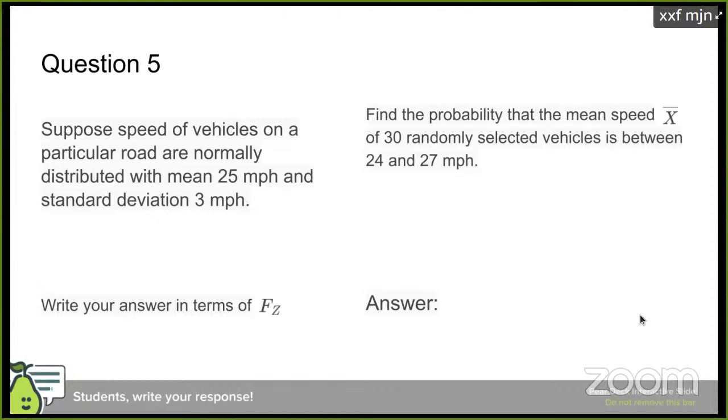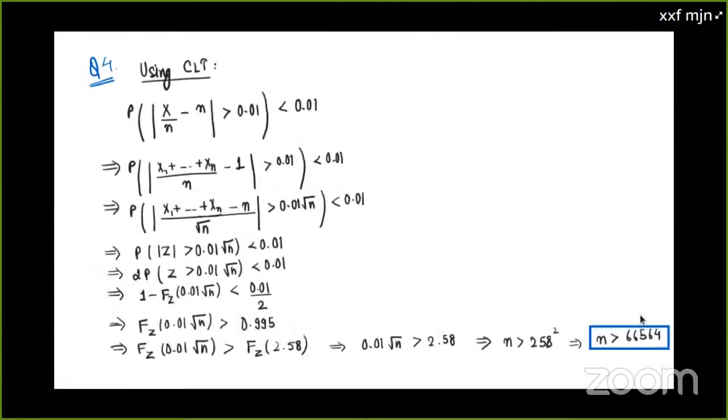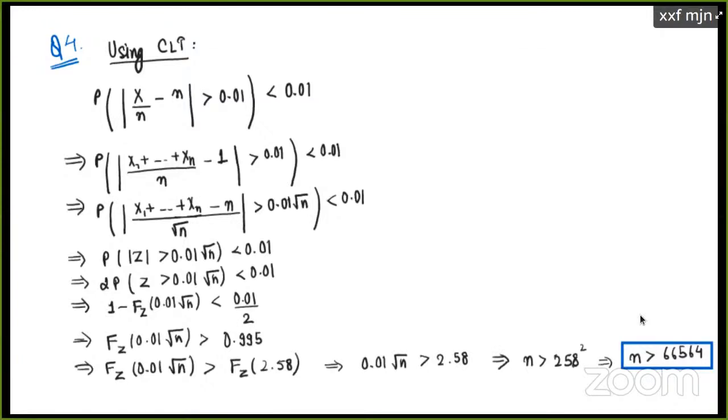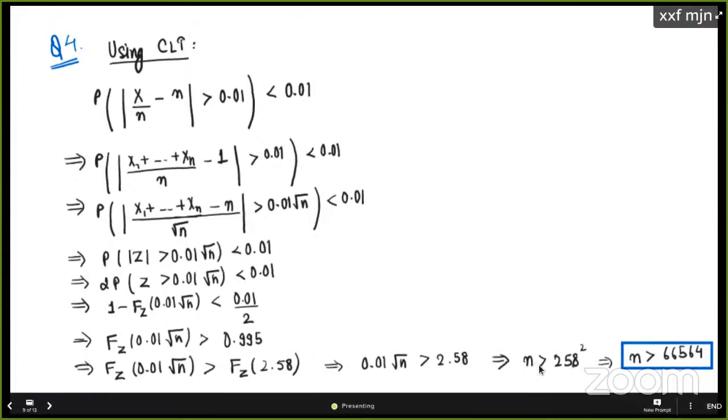Can I interrupt for one second, please? How do you actually use the inequality to establish the correct answer? In a couple of problems in the previous weeks, the inequality would come and the answer would be 108.9. Then do we either round up or round down? It depends on that inequality. In this case, we have n is greater than 66564. What does that mean? That means the n value should be strictly greater than.